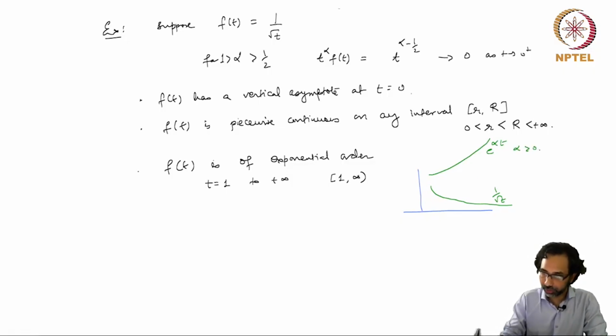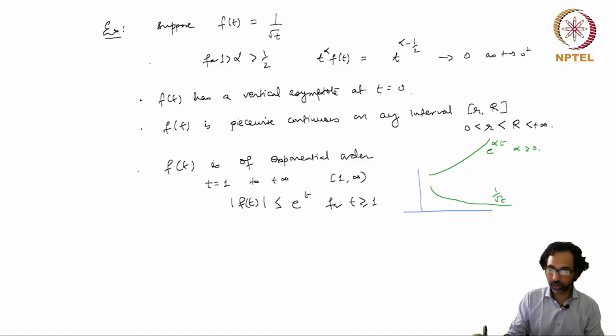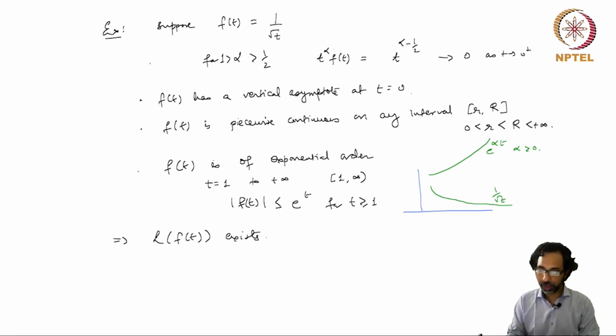So of course mod of f(t) is less than or equal to e to the power alpha t for t greater than or equal to 1. In fact, you can take alpha to be 1 also. So it's less than the exponential function for all t greater than or equal to 1. Therefore this is of exponential order, and this function then satisfies all the sufficient conditions for the existence of Laplace transforms. Therefore the Laplace transform of f(t) exists, and we can compute it explicitly.